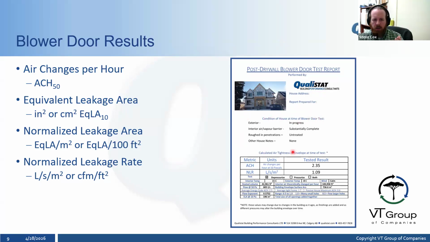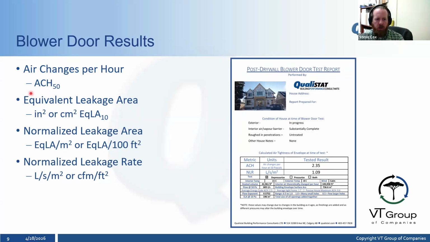It's got some comments on how the building was constructed at the time of the site visit. And then it has the metrics, right? The results of everything that we got from this testing. So air leakage per hour, that's this top number here. In this case, it was a 2.35, which is fine for a post drywall, mid-construction blower door test.